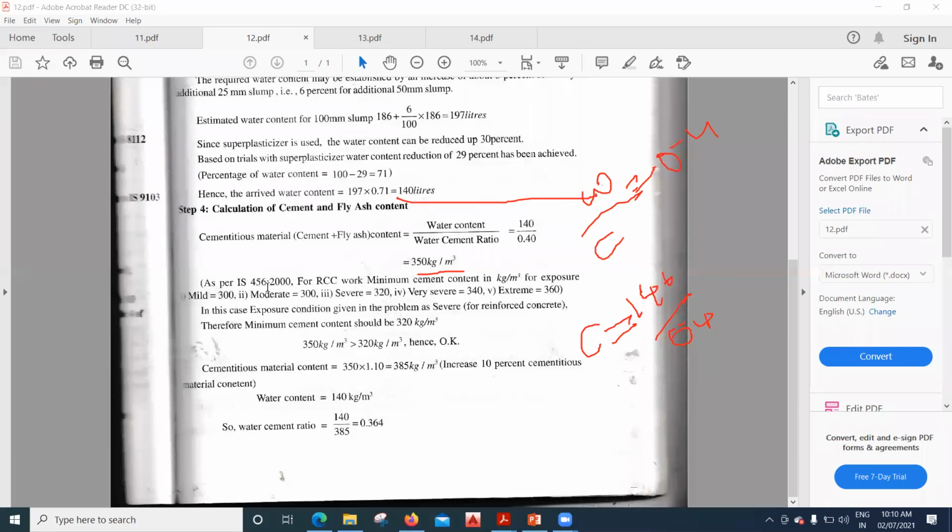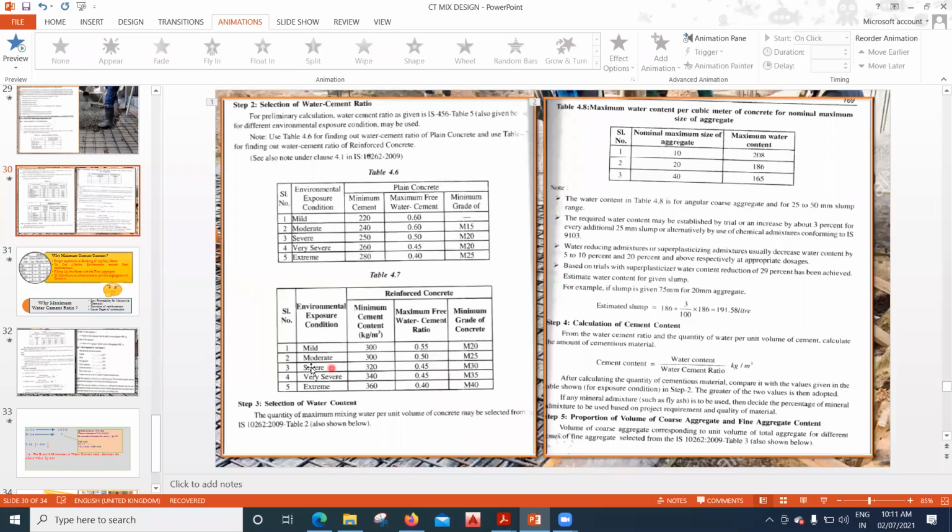As per IS 456-2000, for RCC work, the minimum cement content for exposure of mild is this much, moderate is this much, and so on. What we are referring to is ours is a severe condition, right? For severe condition, what is the minimum cement you have to use? 320. If you're not able to follow here, go back here. For the severe condition, you have to make use of 320 as the minimum cement content. And how much are we getting?